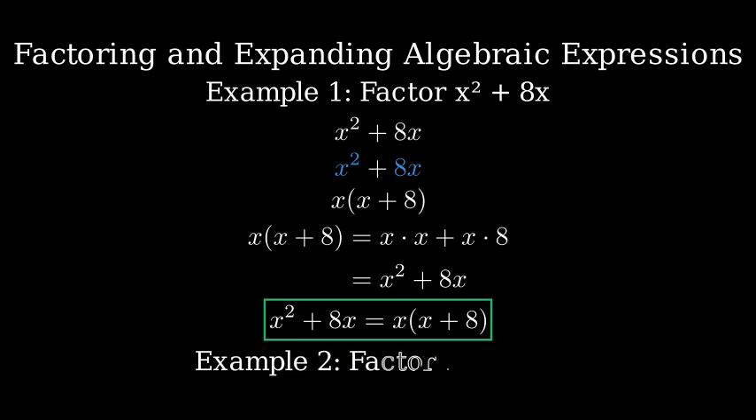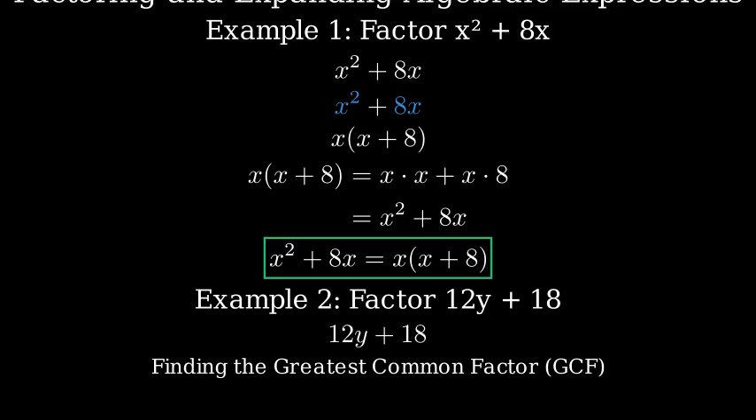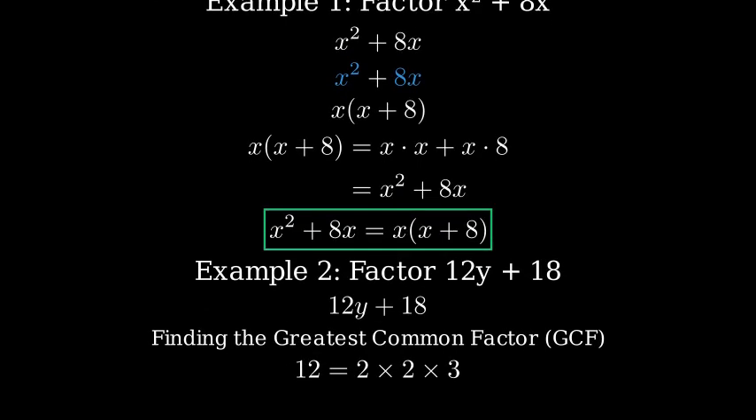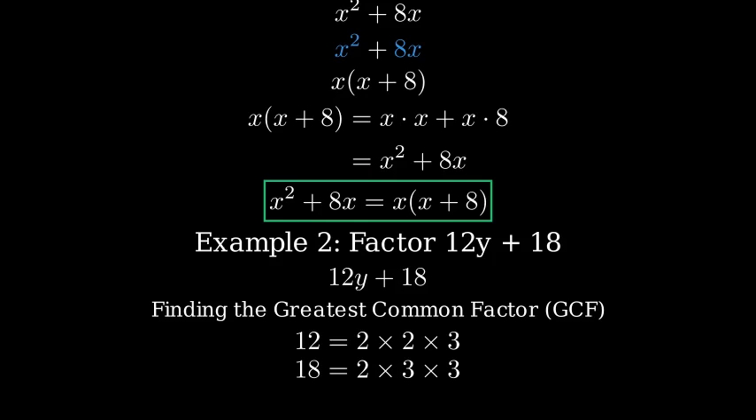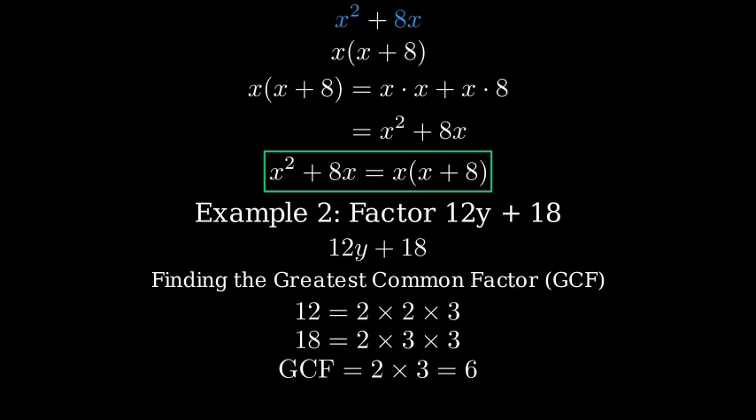We need to factor 12y plus 18. To factor this expression, we need to find the greatest common factor, or GCF, of 12y and 18. What is the largest number that divides both 12 and 18 evenly? Let's find out. 12 can be written as 2 times 2 times 3, and 18 can be written as 2 times 3 times 3. Looking at these factors, we can see that 2 times 3, which is 6, is the greatest common factor of 12 and 18.